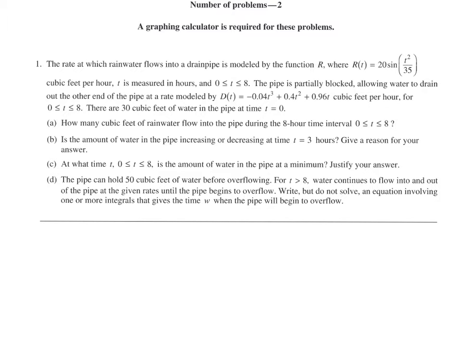The rate at which rainwater flows into a drain pipe, so into, that's this rate. I'm going to put that in as Y1. Remember, we're in radian mode. We're always going to be in radian mode. That's in cubic feet per hour, so I notice the units, and it goes from hour 0 to hour 8.